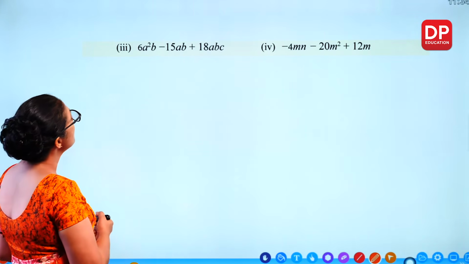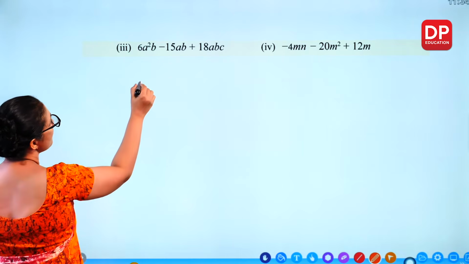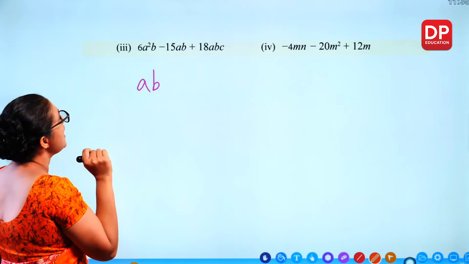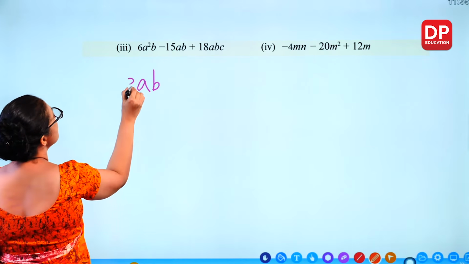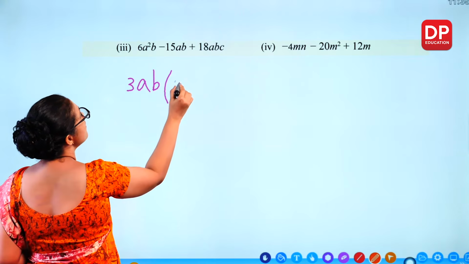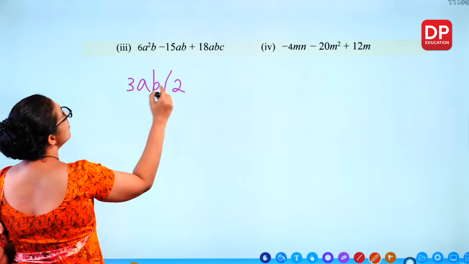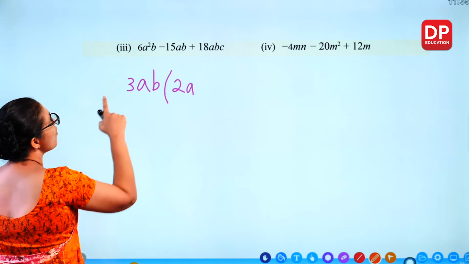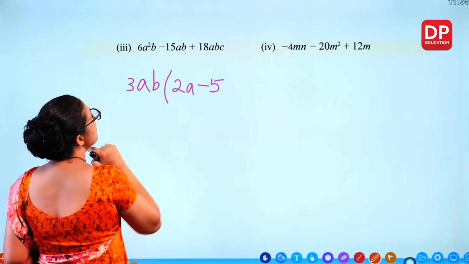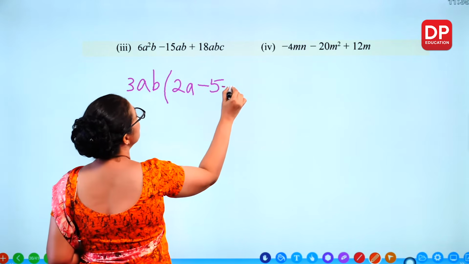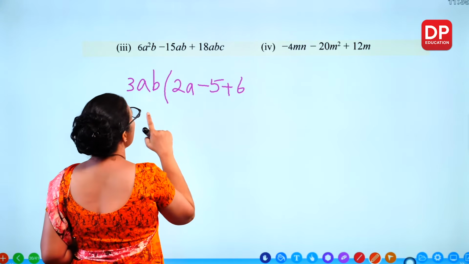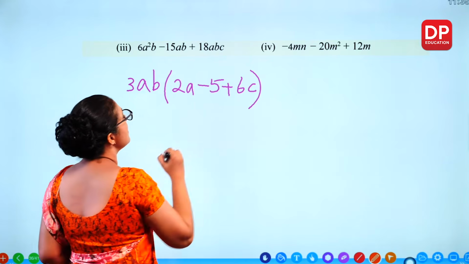3 terms are there. What's common? A, B are common, and for 6, 15, 18, 3 is common. 3AB is common. Take it out and the remaining part: 2A remains from this, minus 5 from this term, plus, 3 already taken, so 6AB, so 6C remains.